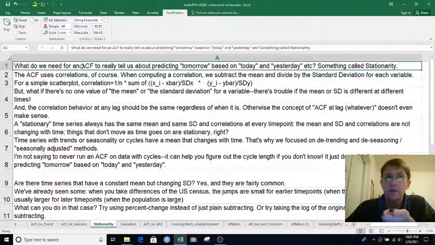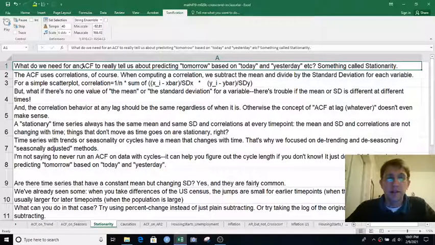But what if there's no one value of the mean or the standard deviation for a variable? There's trouble if the mean or the standard deviation is different at different time points. And the correlation behavior at any lag should be the same regardless of when it is in the time series. Otherwise, the concept of ACF at lag of whatever doesn't even make sense. It would be different values at different times.